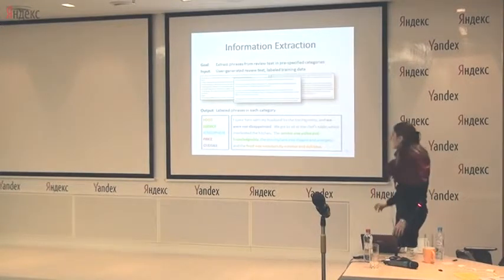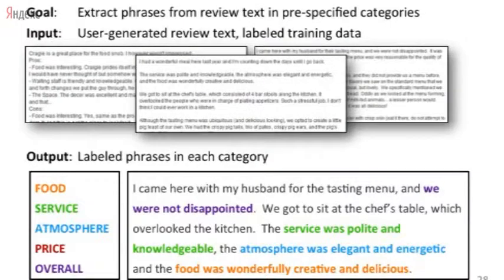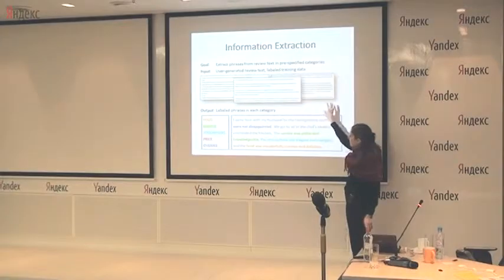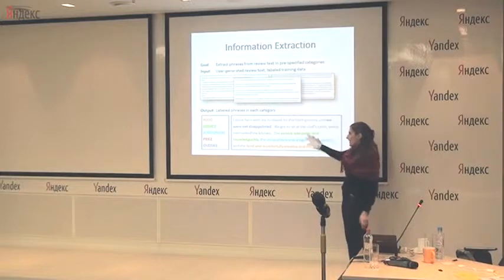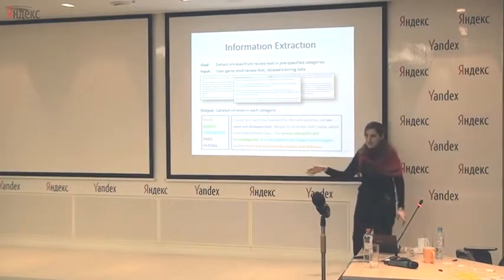So let me start with the information extraction task. Here is the task that I started with. You're given all the different reviews for the restaurants, and you have all these different labels, and you try to color the text based on the label. Is the task clear?